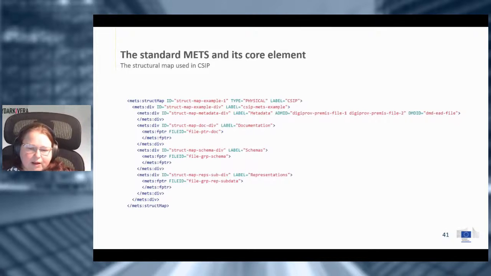When we look at how we are using METS and the structural map in the CSIP, we have not gone for describing a book part. We are making it rather simple. So we are actually pointing to the different sections that we have. You remember the folder structure I talked about? So in the struct map, we are actually pointing to these different folders that we have.